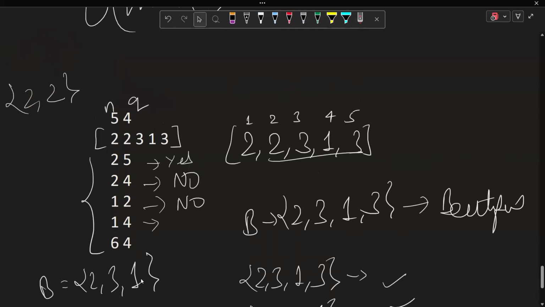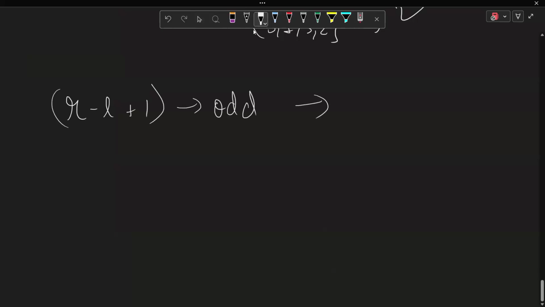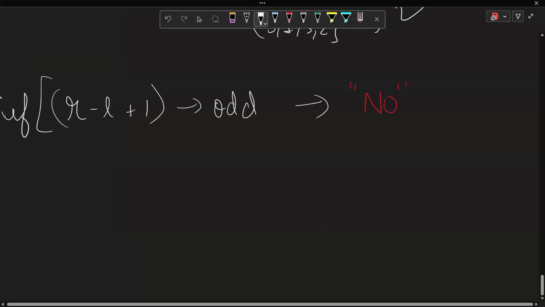Now, what can you do here? The first observation we made is fine. The size of the subarray is R minus L plus 1. If this is odd, we would always answer no. So that's the first thing you can get. Now, when this is even, that's the case that we need to analyze.